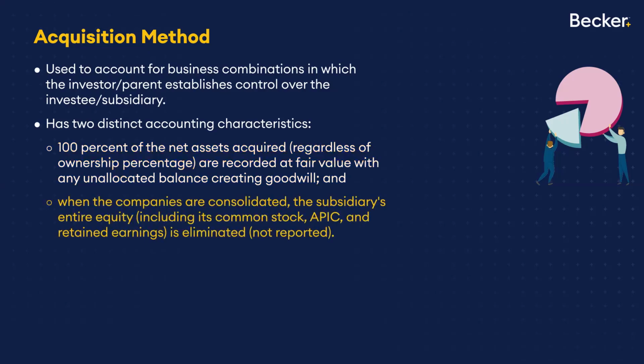And when we consolidate the parent and subsidiary, or the investor and the investee together, everything in the subsidiary's equity will be eliminated in consolidation, meaning its common stock, any additional paid-in capital, and any and all retained earnings. We'll talk a little bit more about elimination on the slides ahead.